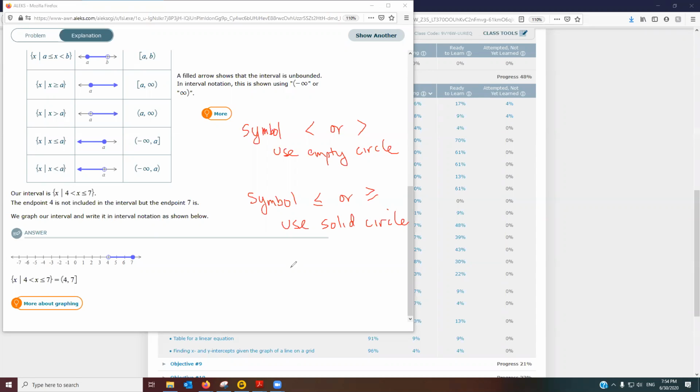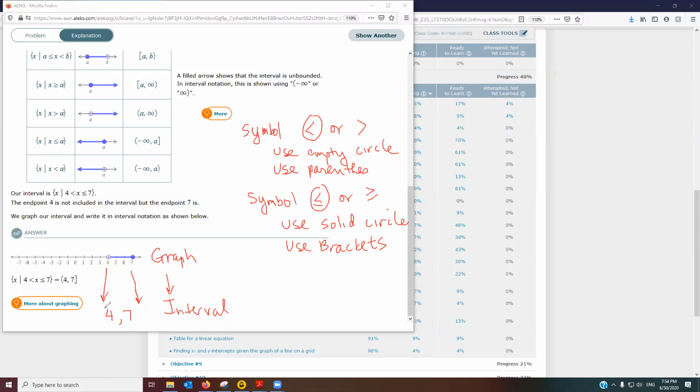All right, well, now they want me to write this in interval notation. So this is the graph, but they also want me to write this in interval notation. Well, the way I write that is I write down the endpoints as I see them, 4 and 7, and you put a comma in between them. Now, you have an option to put a parenthesis or a bracket. Well, for interval notation, you use parentheses if it's a less than symbol, but if it's a less than or equal to symbol, you're going to use brackets.